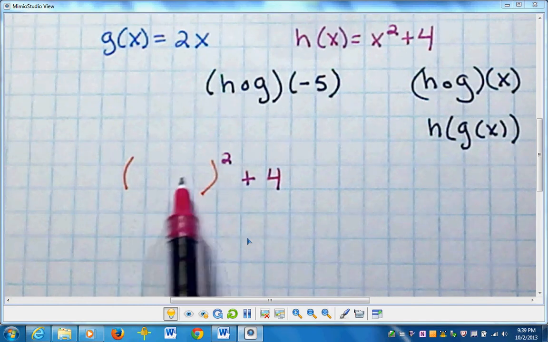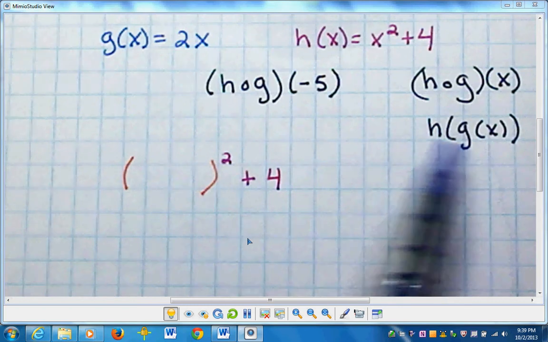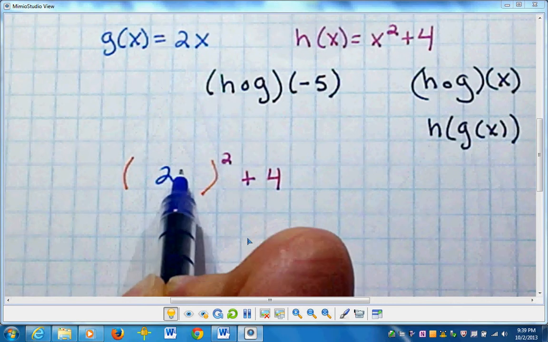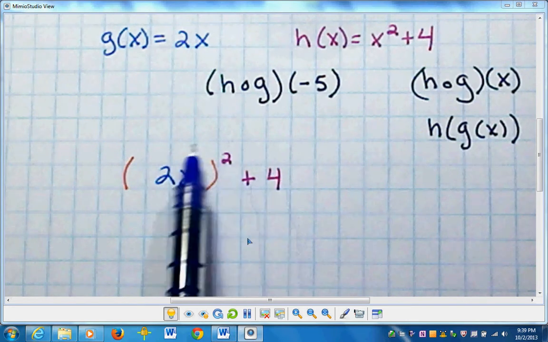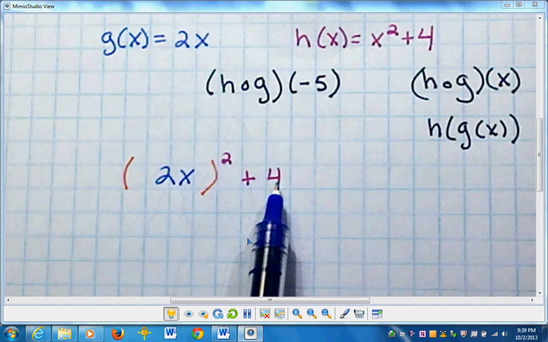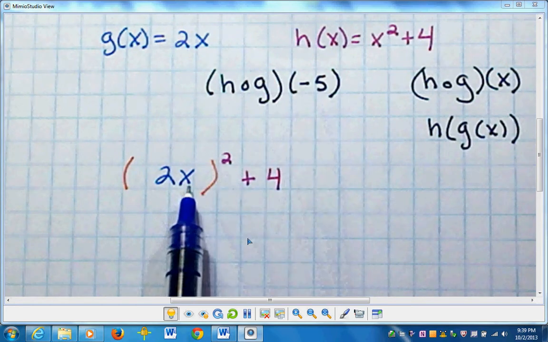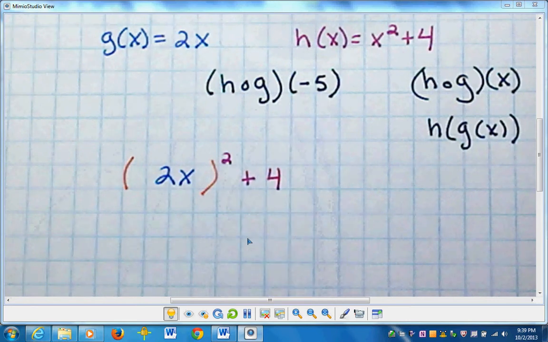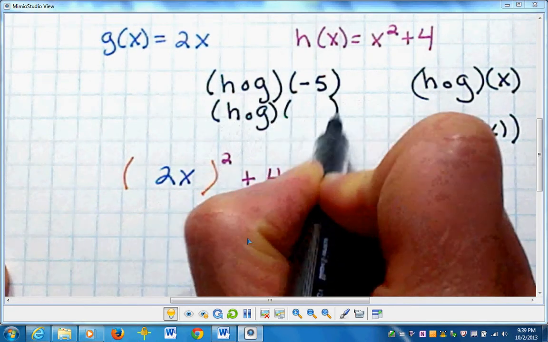And in place of the x, I'm going to put my function g of x. So where I see that space where x was, I'm now going to put in 2x, because that's my g of x. Okay, so I think it might be easier to go ahead and crunch that out first, to simplify it before I put in my number. But I could very easily put in my number for x right now, because remember, when we're looking at this notation up here, that's the same as h of g of x.